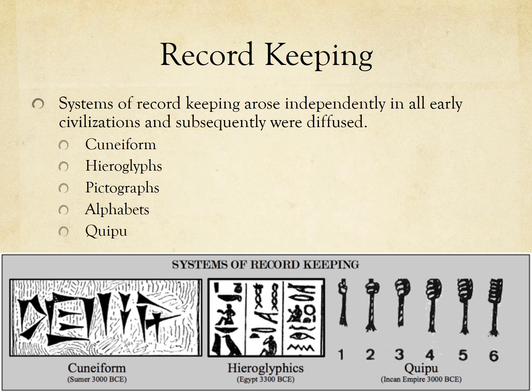For record keeping, you have systems of record keeping independently coming up in all the early civilizations, and then subsequently were diffused to other civilizations and areas.